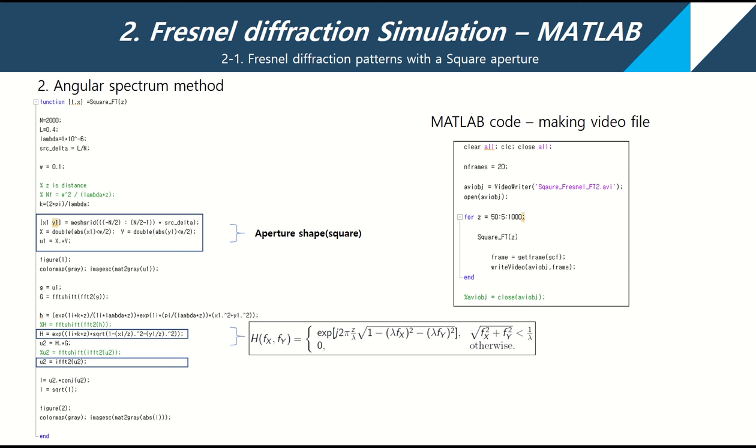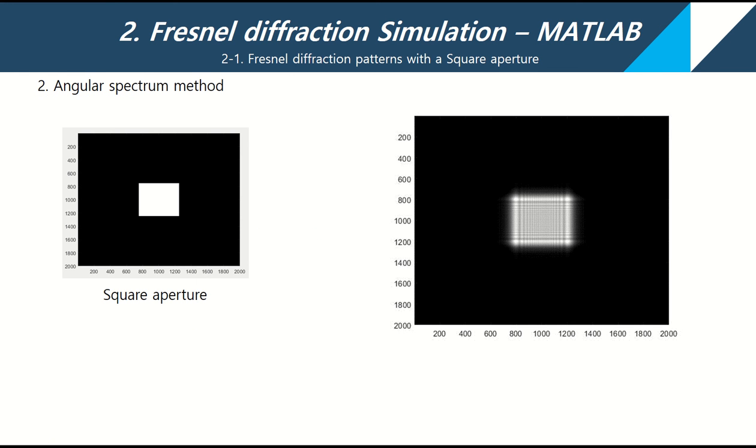Next one is the angular spectrum method. In MATLAB, make the square aperture like this and define h as shown below. We can get the diffraction pattern using the right code to make the video. This is the diffraction pattern obtained using the angular spectrum method.